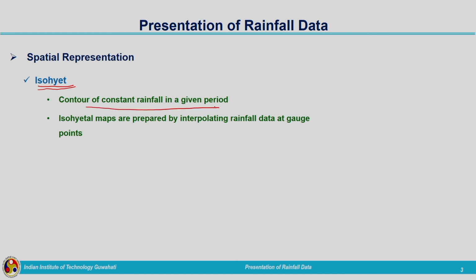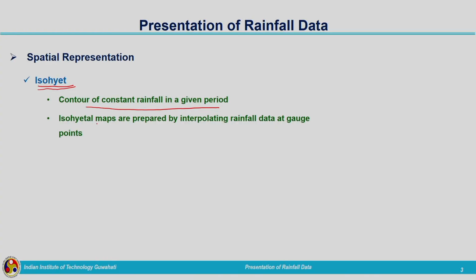So, based on the contours which are developed, we can develop the isohyetal map for the entire area. These isohyetal maps give us an idea about the spatial variability of rainfall at a particular period of time. How can we prepare isohyetal maps? Isohyetal maps are prepared by interpolating the rainfall data at the gauge points.